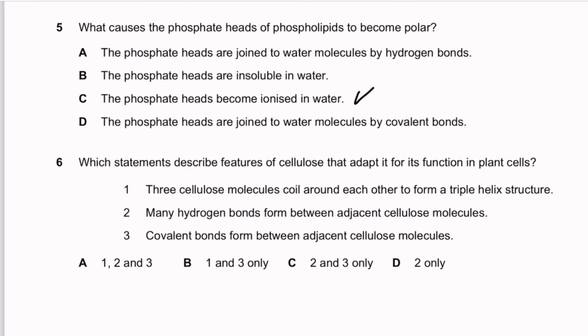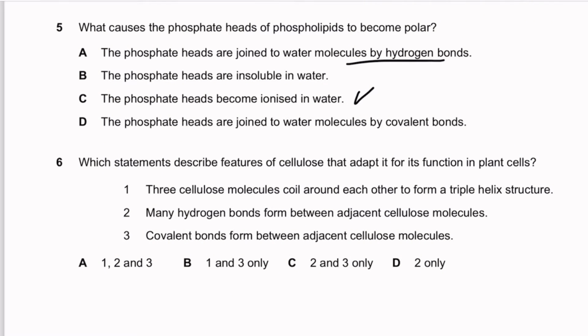Now, as a result of phosphate heads being polar, they can form hydrogen bonds. It's not the reason they are polar. I hope this is clear to you. Again, if something is polar, it can make hydrogen bonds. If it's not polar, then it can't make hydrogen bonds. If something can make hydrogen bonds, then it's polar.